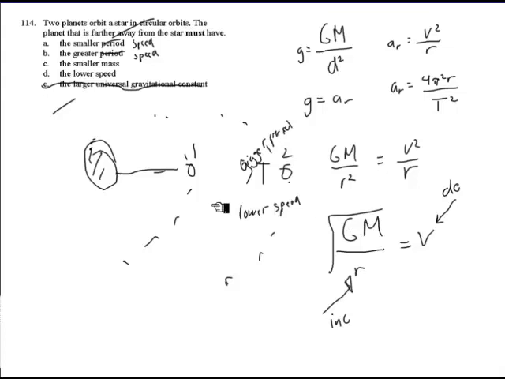So bigger, lower speed, greater period. Okay, so yeah, that's just a mistake, right? What this should have said is the one that is closer away, I'm guessing, or closer to it. What does the actual key have it as? If someone could check.